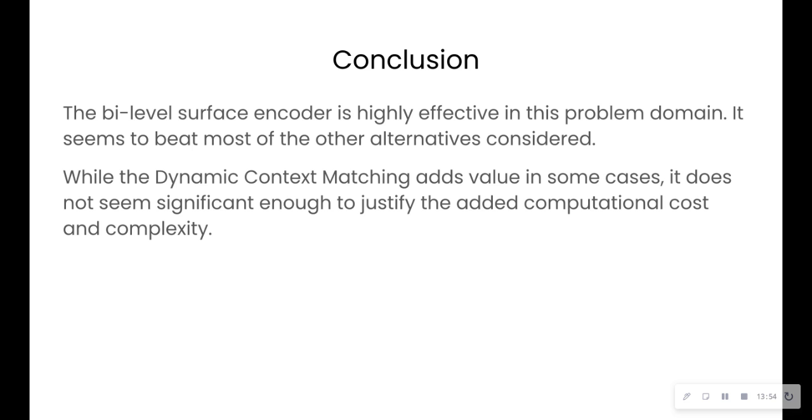So in conclusion, the bi-level surface encoder, I think, is highly effective in this problem domain. It seems to beat most of the other alternatives considered at a relatively low computational cost and complexity. In the case of the dynamic context matching module, the second module which does all of this complex ranking, it adds value in some cases, but that value addition is not significant enough, I think, to justify the added cost and complexity.